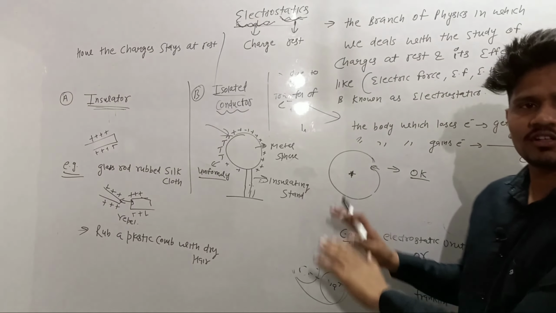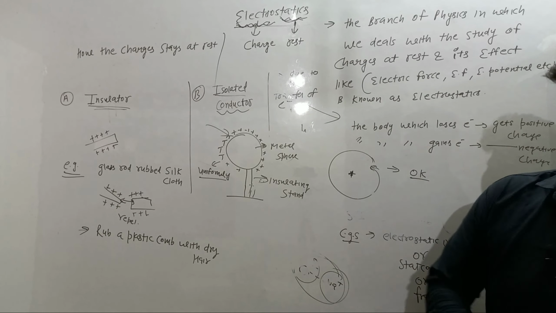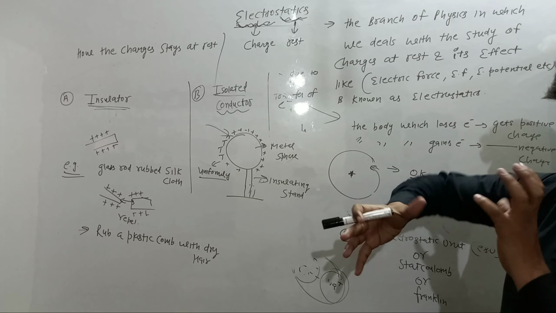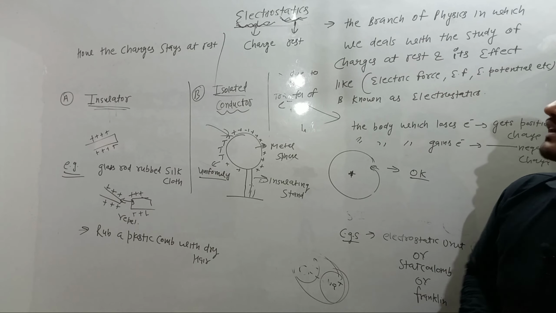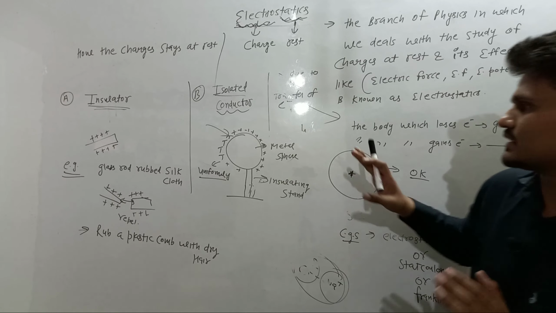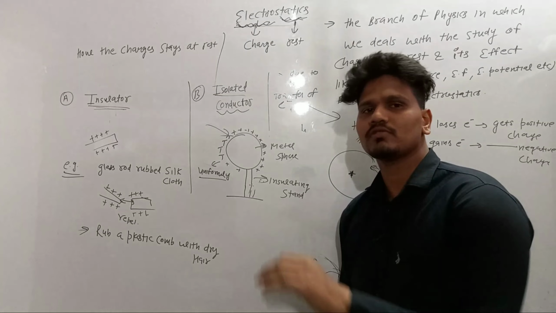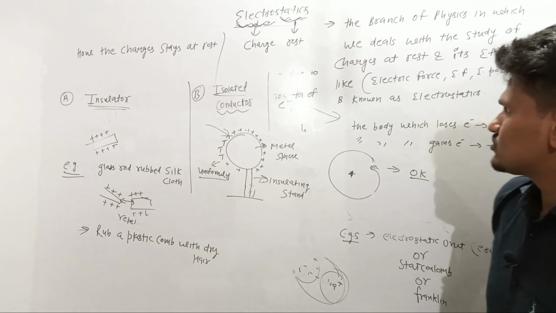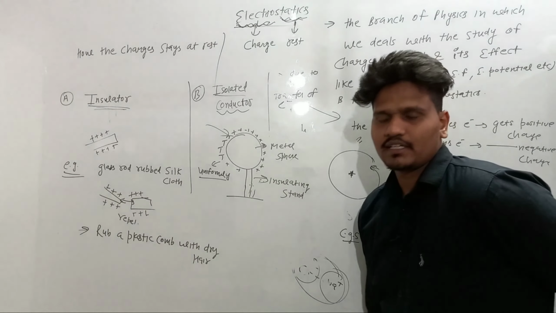So this is how we are going to make the charges at rest. You will never study any conducting path between two conductors in this unit, as we have to make the charges at rest. Charge will not move in this unit. All right. So this was about the charges.